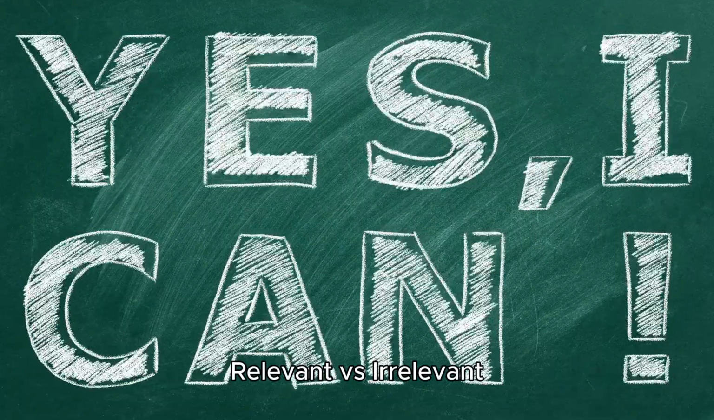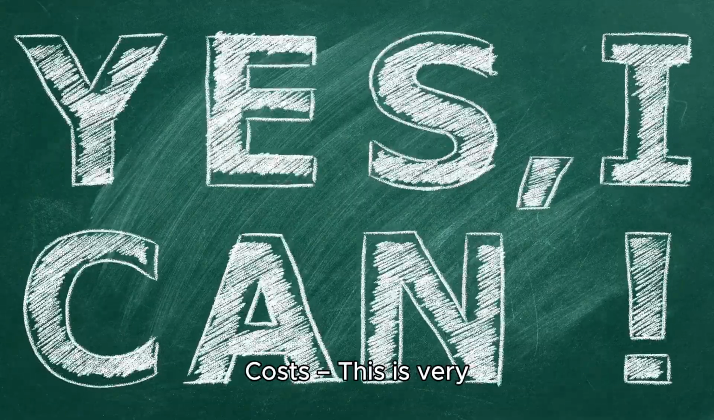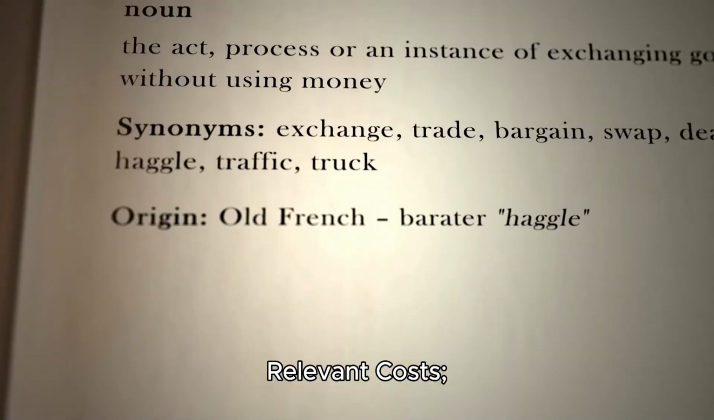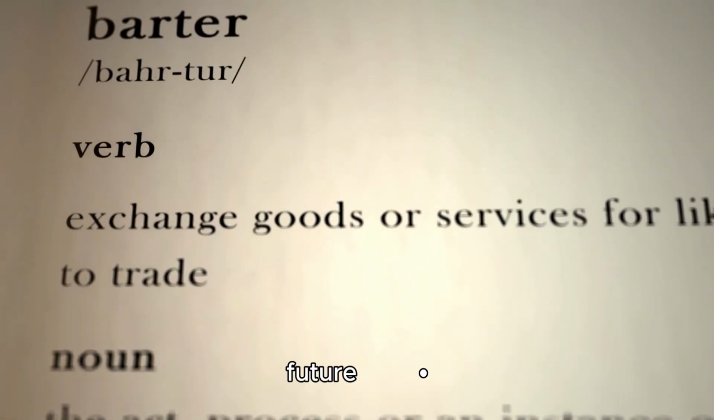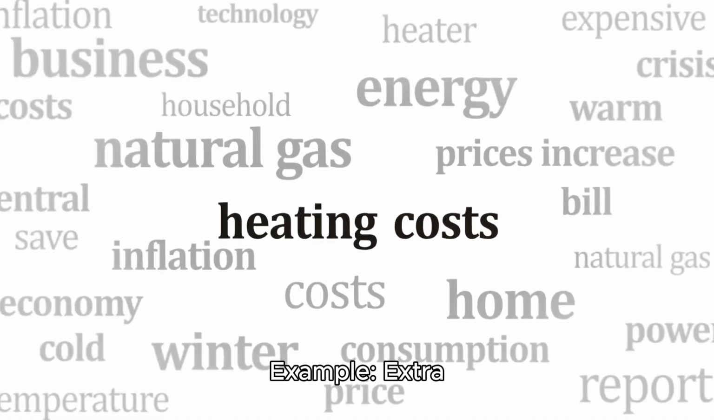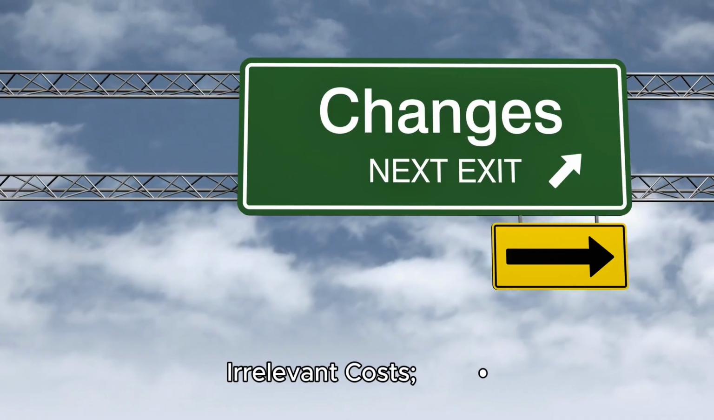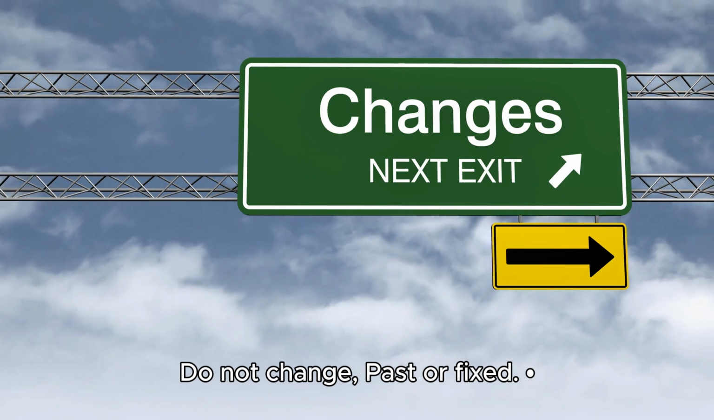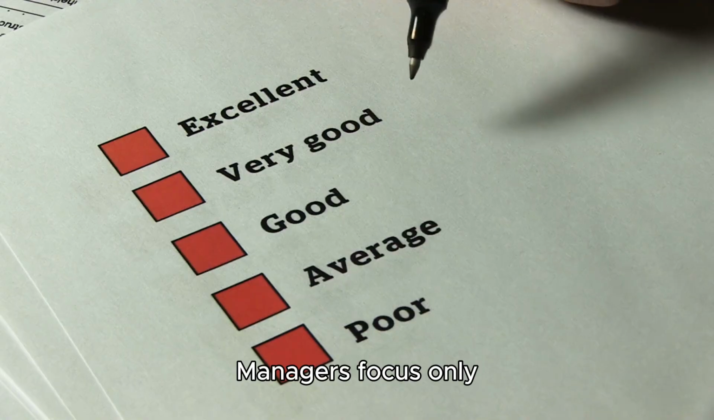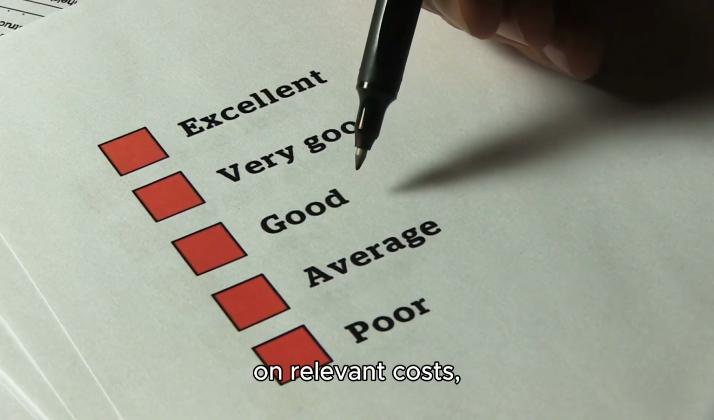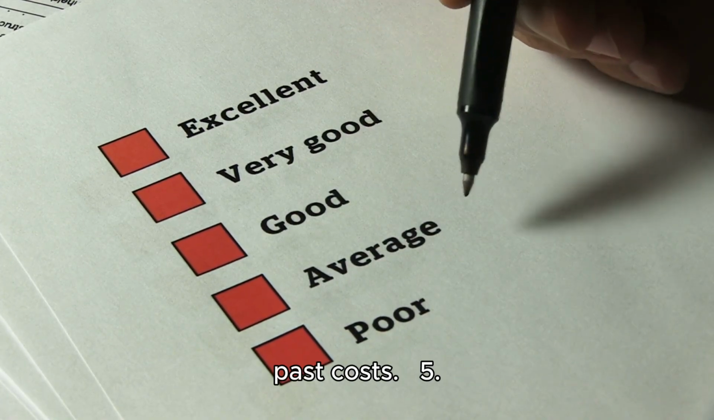4. Relevant versus irrelevant costs. This is very important for decision making. Relevant costs change because of a decision and affect the future. Example: extra material cost for a new order. Irrelevant costs do not change; they are past or fixed. Example: money already spent. Managers focus only on relevant costs, not emotional or past costs.